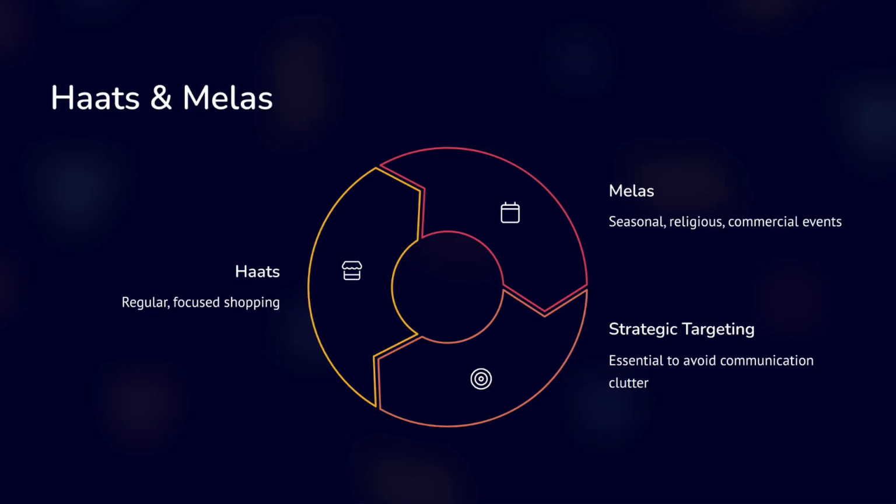Continuing with non-conventional media, we have haats, often referred to as the mobile supermarket of rural India. The haat is the most ancient marketing channel in the country. At a haat, consumers are typically in a purchasing mood, though the average time spent at each stall tends to be shorter than at a mela. This makes haats an excellent venue for campaigns offering discounts and reductions.